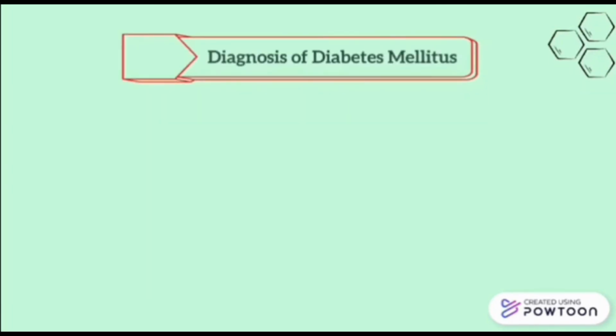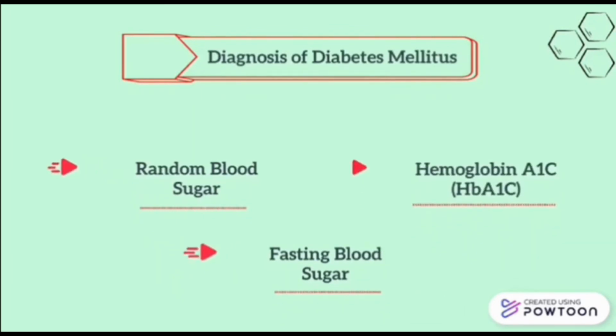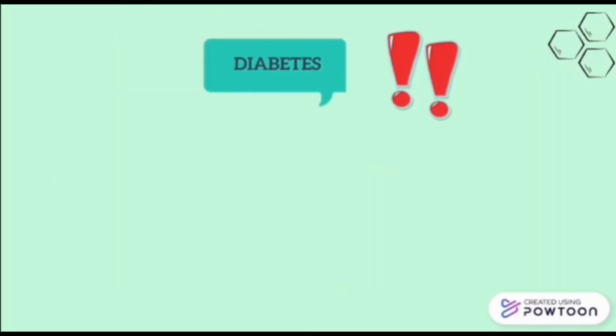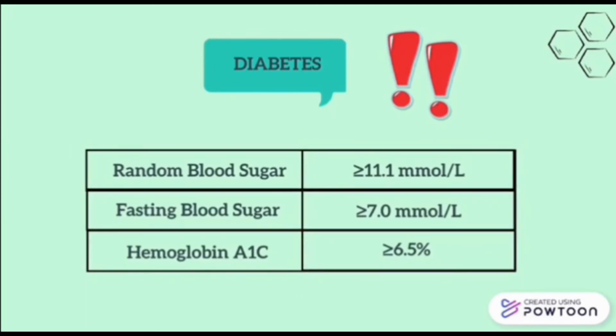There are many types of laboratory tests used to diagnose diabetes mellitus, such as random blood sugar, fasting blood sugar, and also hemoglobin A1C. These tests will measure the glucose level in people's blood. The patient is considered to have diabetes when random blood sugar is higher than or equal to 11.1 millimoles per liter, fasting blood sugar is above or equal to 7 millimoles per liter, and hemoglobin A1C is greater than or equal to 6.5%.